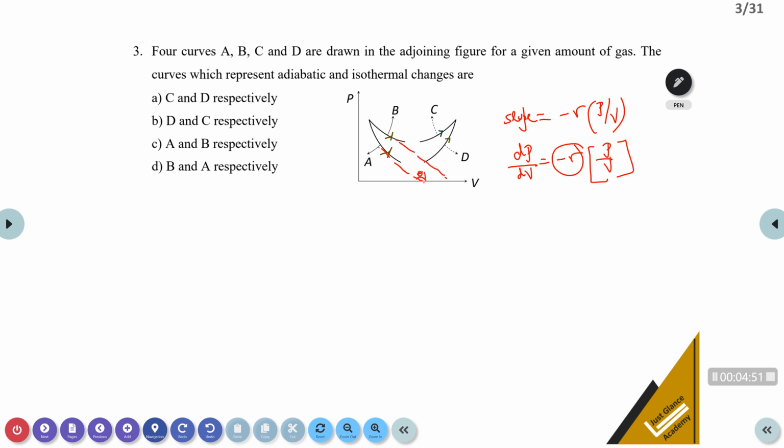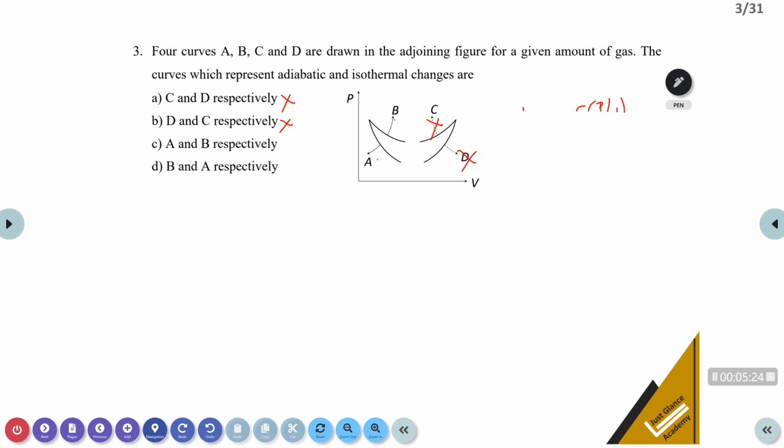So this is theta 1 and this is theta 2. It is an obtuse angle. Why? Because you are getting a negative slope for these two. But for the other two curves, you are getting a positive slope. So this is not a valid curve. So B and A are the right answers, and C and D are not at all the answer. So this is wrong and this is wrong here.